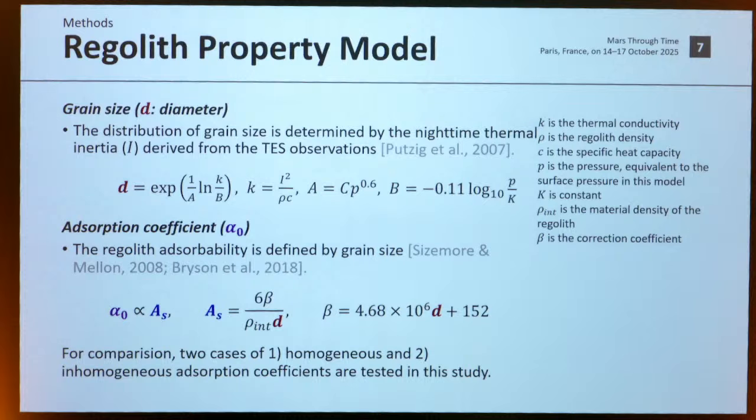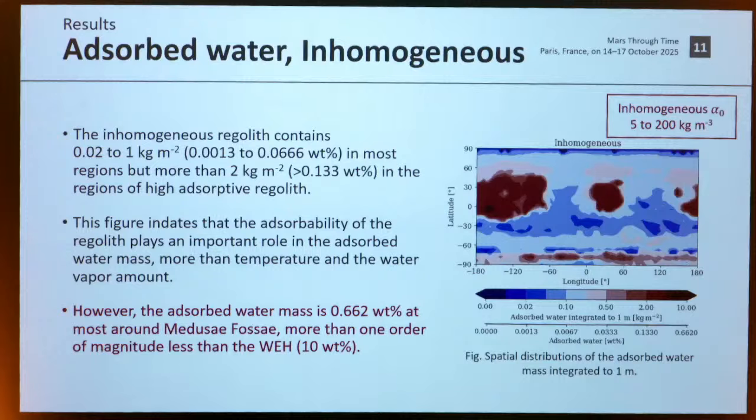Here you have the spatial distribution of the adsorbed water integrated to a depth of 1 meter. It is 0.02 to 1 kilograms per square meter in most regions. Here we consider the inhomogeneous regolith based on the grain size. The adsorbed water mass is 0.6 weight percent at most, more than 1 order of magnitude less than the water equivalent hydrogen.